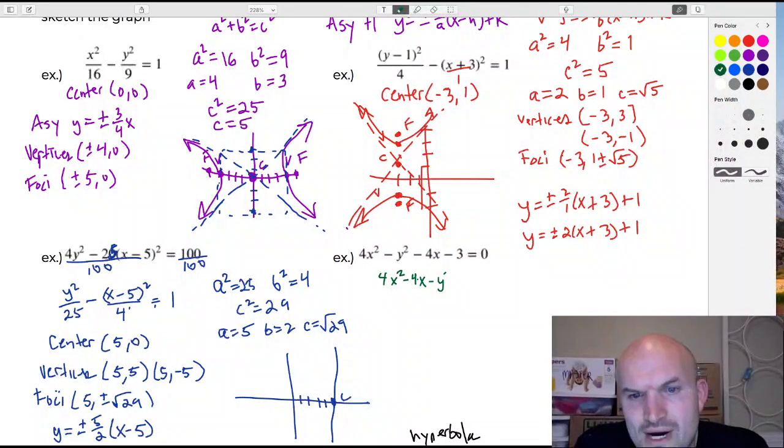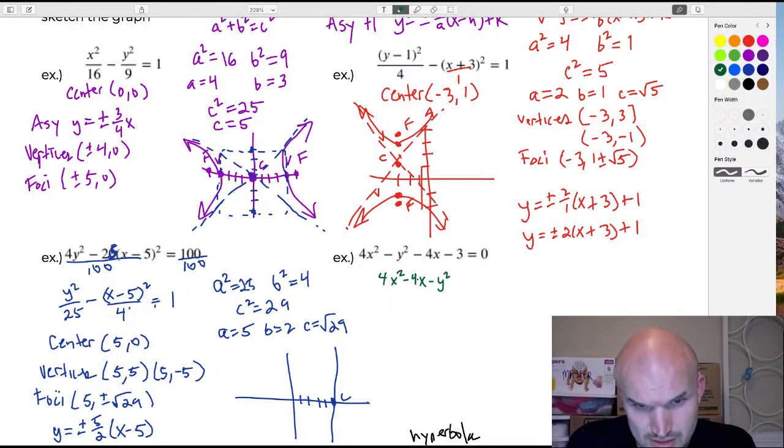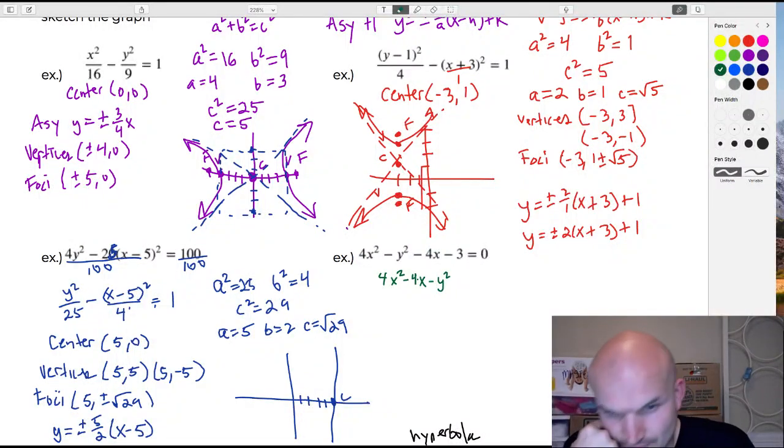minus a y squared, and then actually this 3, oh shoot. Now I'm trying to wonder what I would have done with that y squared, because obviously I did not copy down this problem correctly. Shoot.